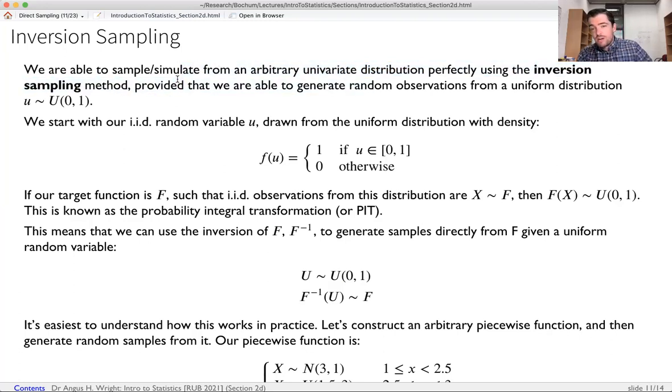Inversion sampling is extremely powerful for generating random draws from a univariate distribution, provided we're able to generate random draws on a uniform distribution, which we are, because we've already seen. We made our own random sampler. We've demonstrated that R has the random uniform. We just saw it on the last slide.